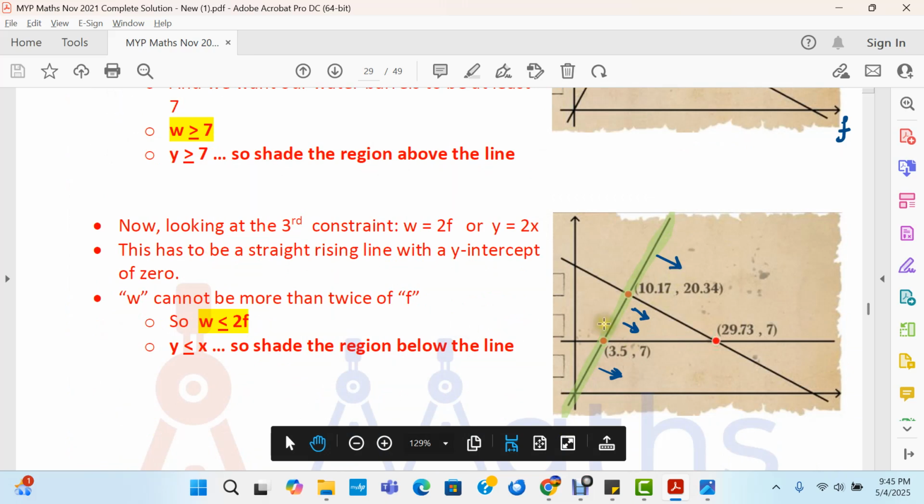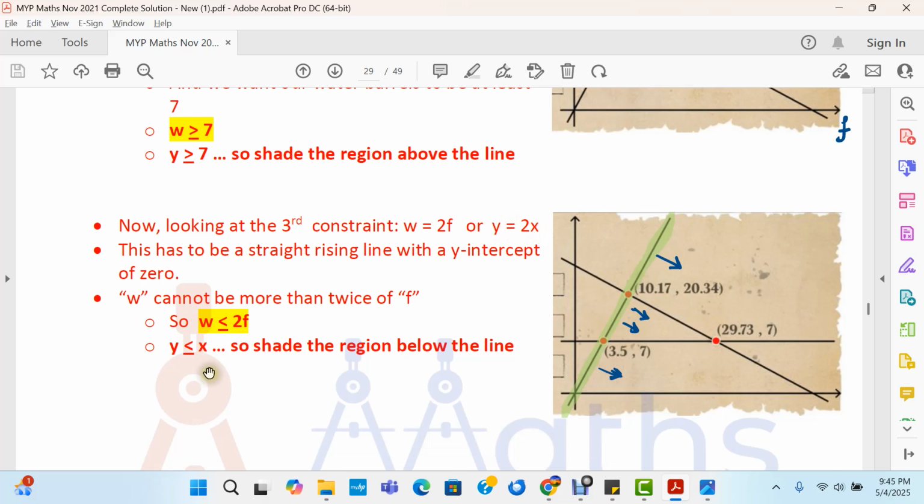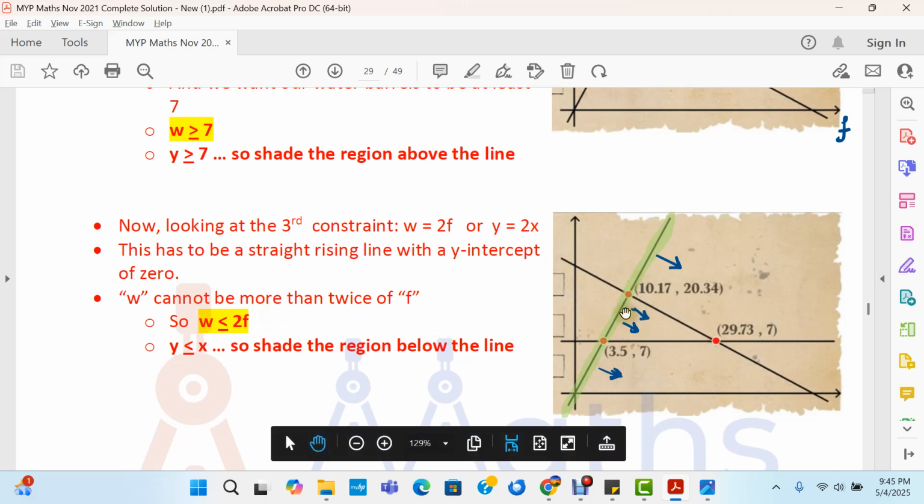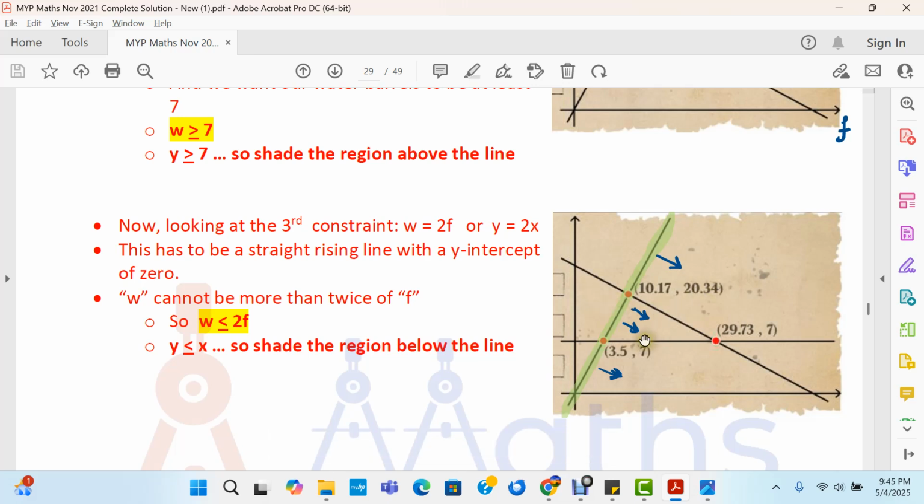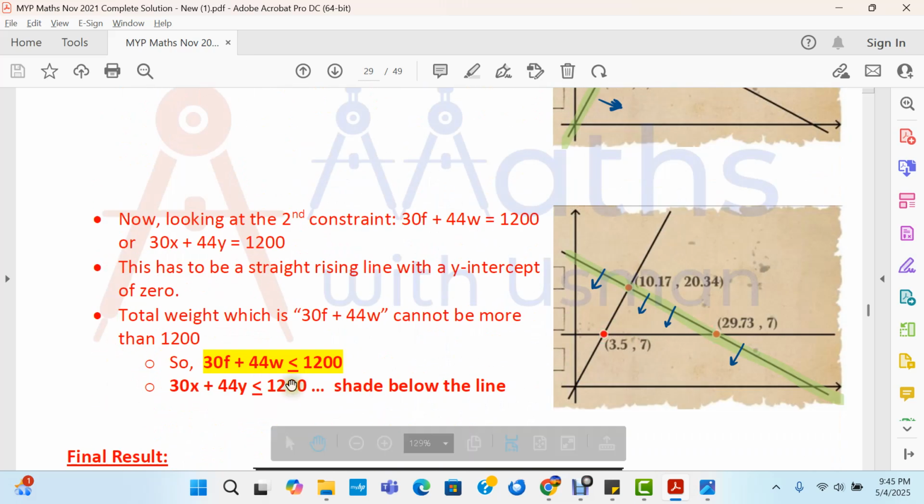So for it to be lower, y should be facing the sign, which is the closed alligator face. The closed clip sign should be facing the y. So that is why y is less than or equal to 2x, and you're gonna choose this. And obviously the third line belongs over here, and again y needs to be lower. Y should be facing the lower sign, because I know two of the inequalities had to be the lower signs. Okay, so we are just gonna select this: 30f plus 44w is less than or equal to 1200.